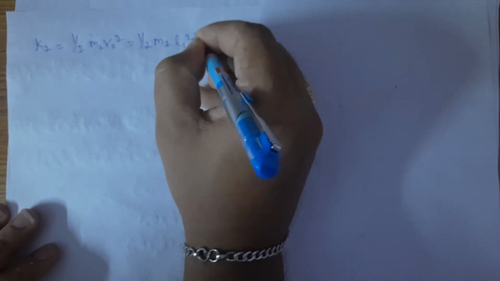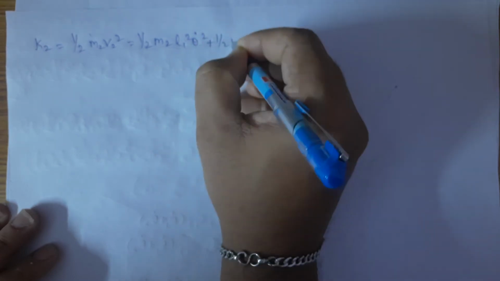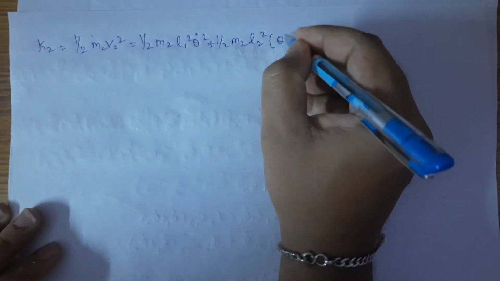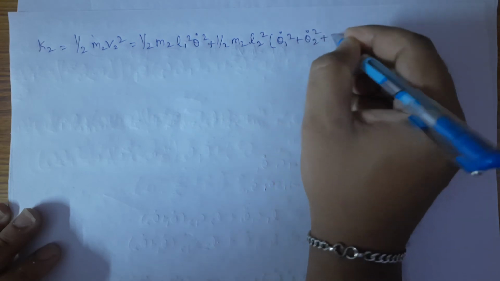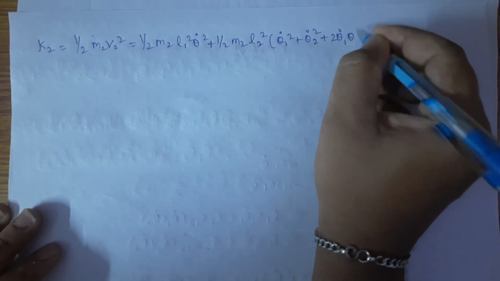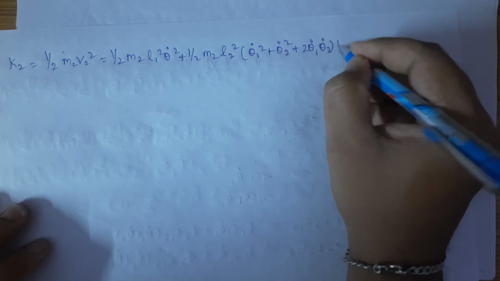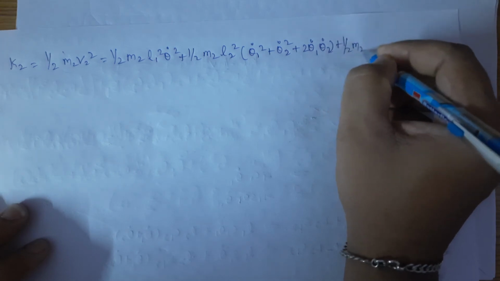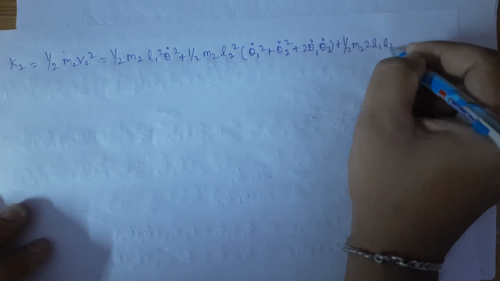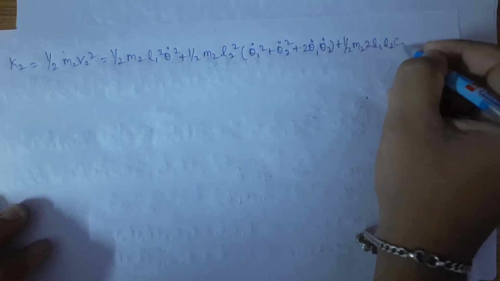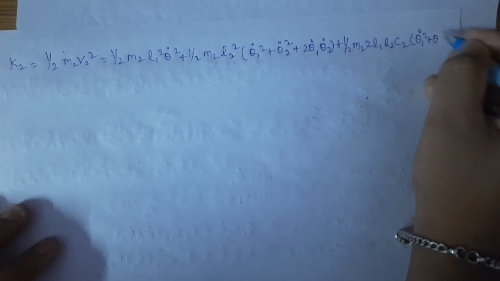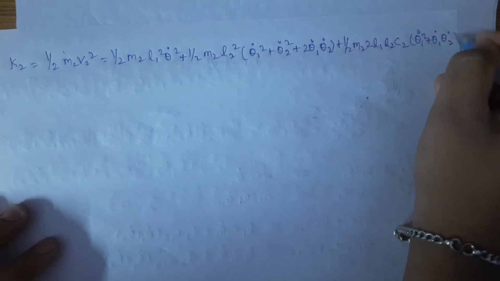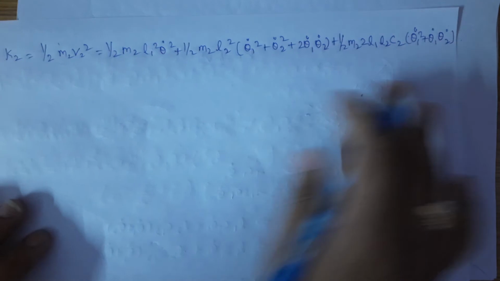So K2 equals half m2 L1 square theta dot 1 square, plus half of m2 L2 square times theta dot 1 square plus theta dot 2 square plus 2 theta dot 1 theta dot 2, plus half of m2 times 2 L1 L2 cos theta 2 times theta dot 1 square plus theta dot 1 theta dot 2. Okay, so this is the K2 equation.